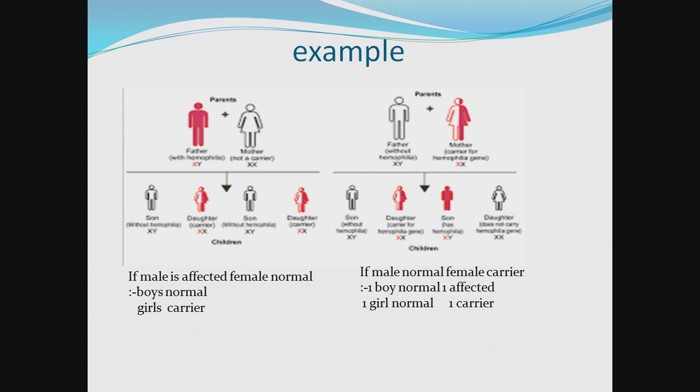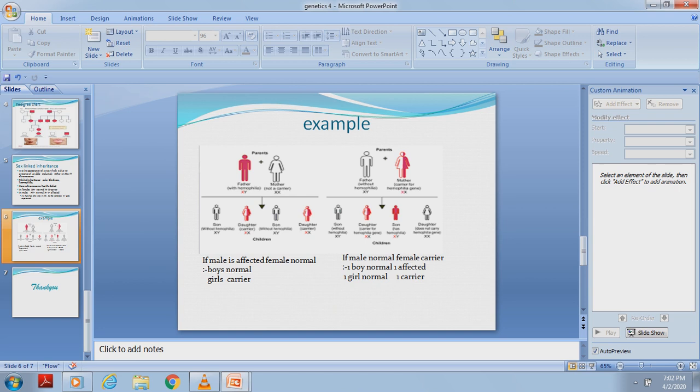So the result will be, if the male is normal and the female is a carrier, one boy and one girl will be normal, one boy will be affected and one girl will be a carrier. So like this, the X-linked diseases are transferred from the mother or from the father to the next generation.